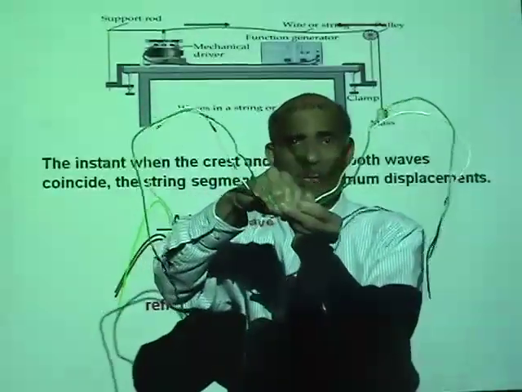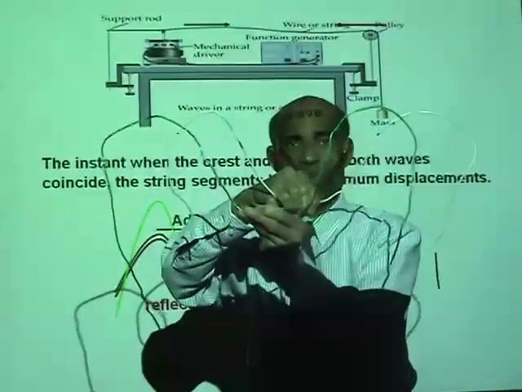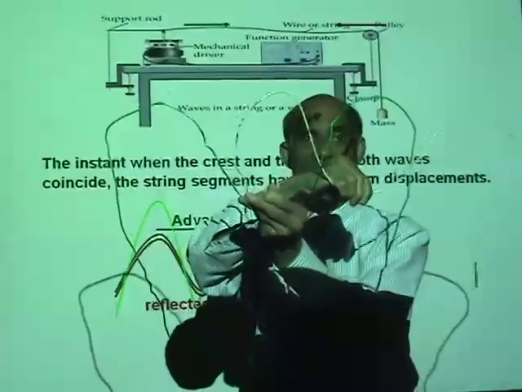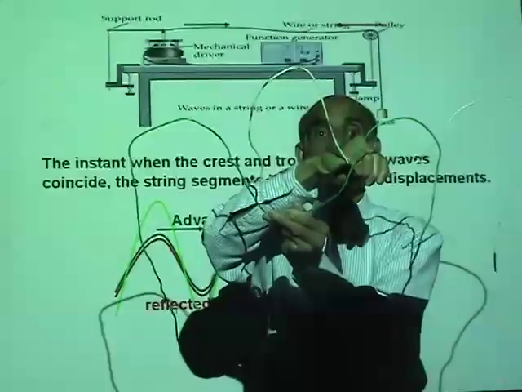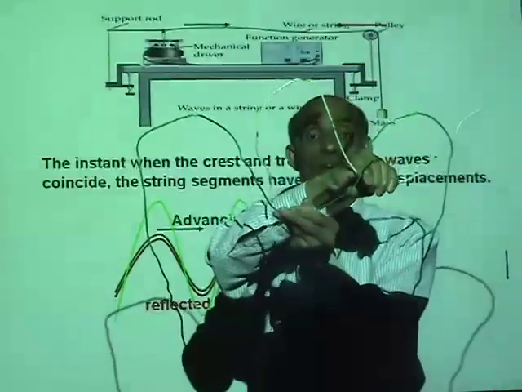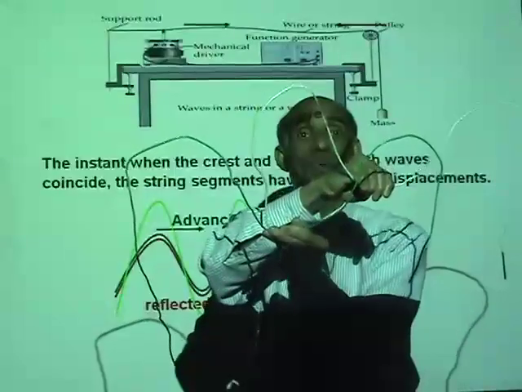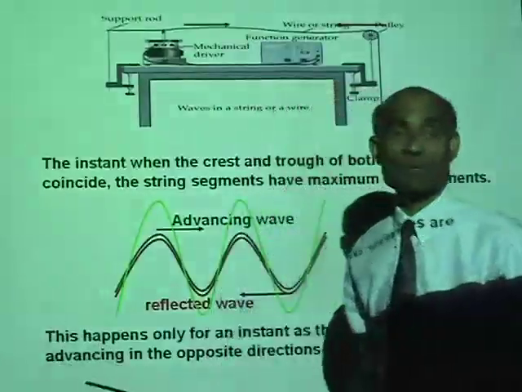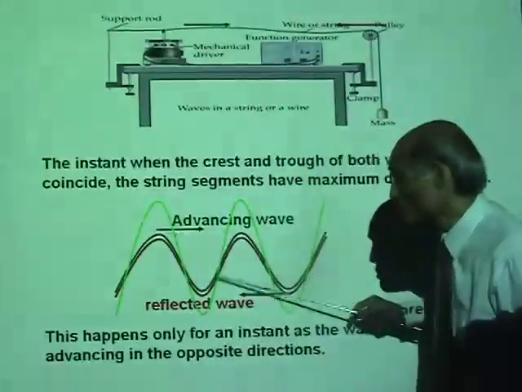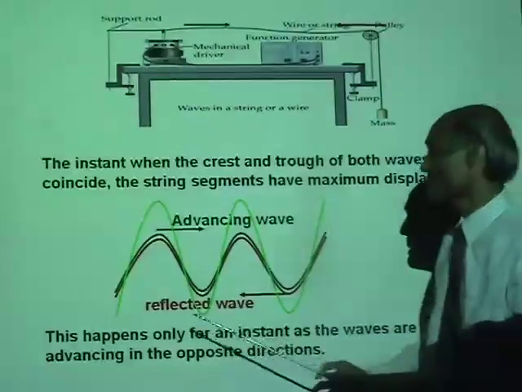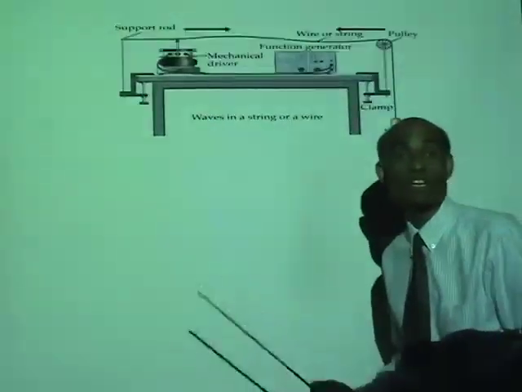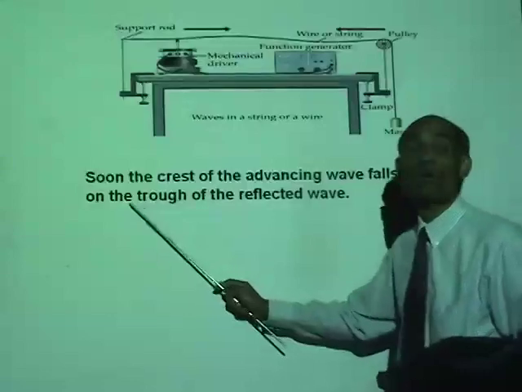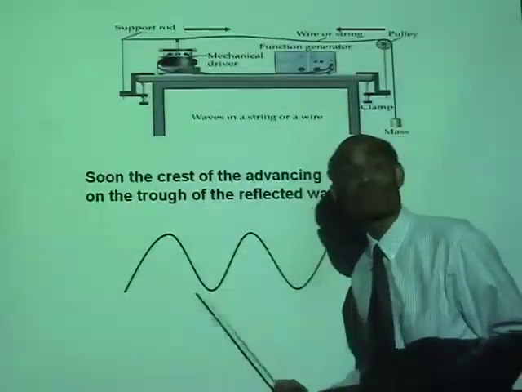Now you can see they are now in phase. Now the green wave advances, the white wave also advances. What is the situation now? Now the crest of the white wave is on the trough of the green wave. That means what will be the state of vibration of particles then? Now, this situation happens only for an instant because the waves are advancing in the opposite directions. Soon, the crest of the advancing wave will fall on the trough of the reflected wave.